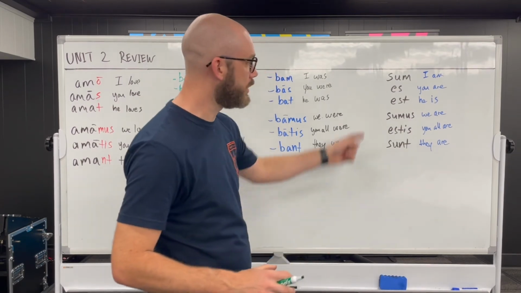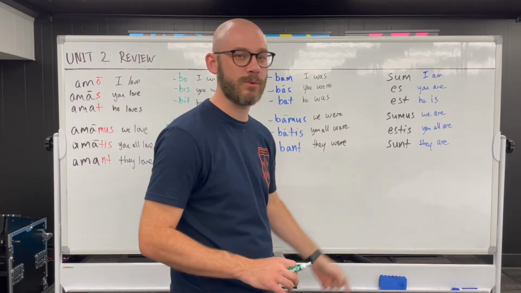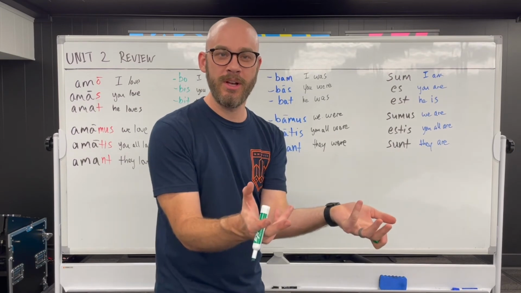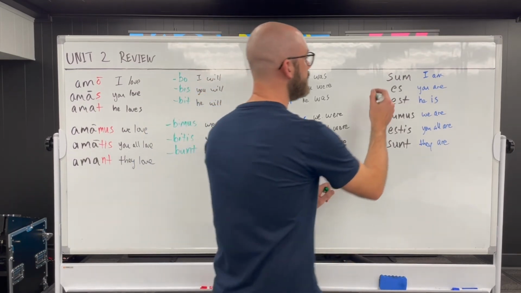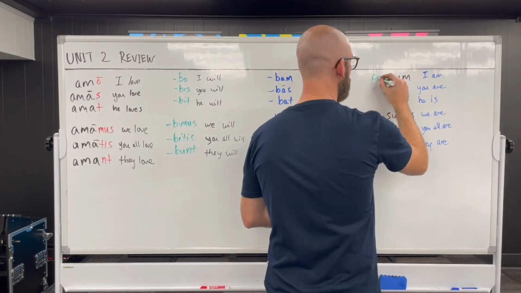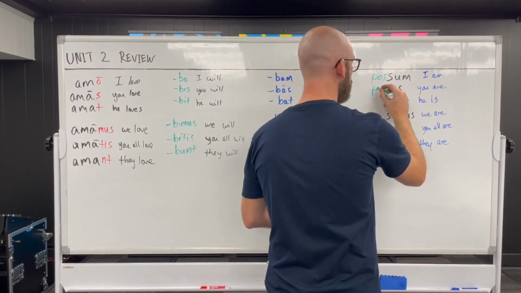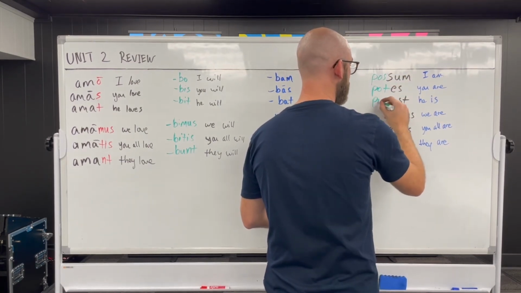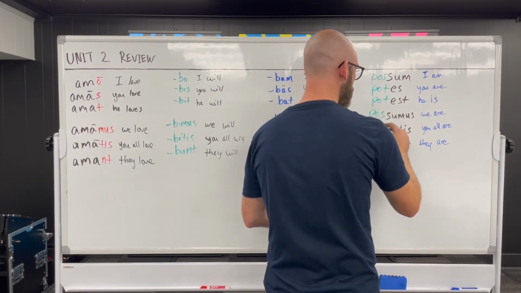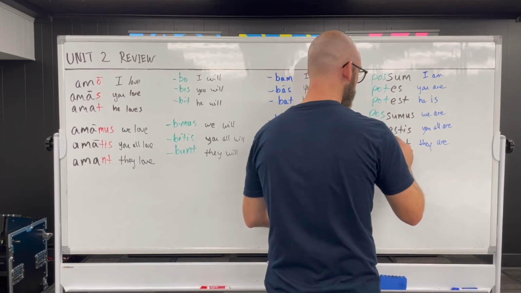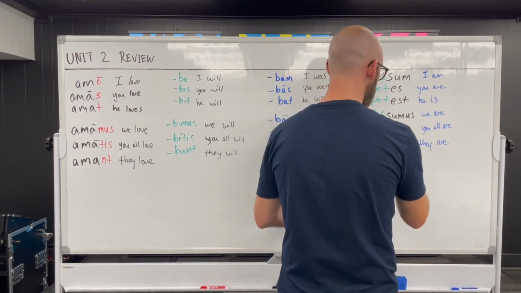We're going to take the word sum, es, est, sumus, estis, sunt, and we're going to turn it into the new verb chant that we learned just last week, possum. Watch this. Possum, potes, potest, possumus, potestis, possunt. You know what makes it really crazy though?